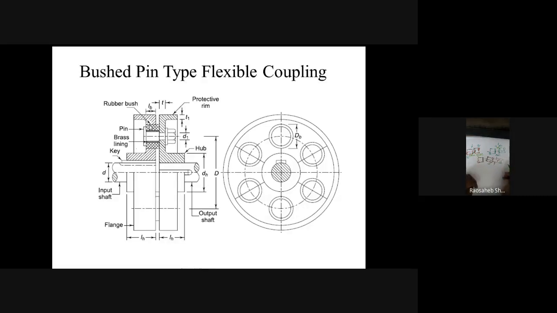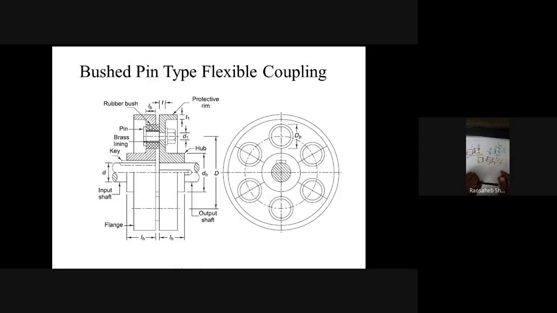So it prevents transmission of shocks from one shaft to the other shaft and absorbs vibration. It can transmit high torque because of absorbing these shocks from one shaft to the other shaft. So this is regarding the bushed pin type flexible coupling.